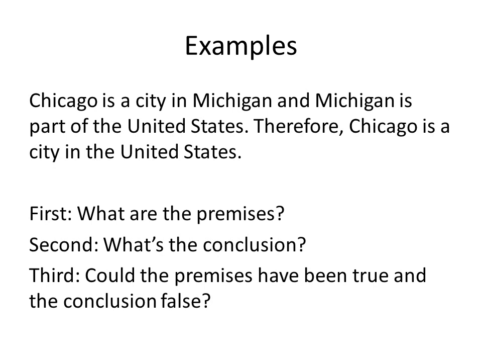Here's our next example. So this time, again, we have our little argument, and we'll have to put it into premise-conclusion form, and then figure out whether or not it's valid or not. So here's our little argument. Chicago is a city in Michigan, and Michigan is part of the United States. Therefore, Chicago is a city in the United States. So maybe pause this and try to figure out what the premises and conclusion are. Now would be a time to pause.